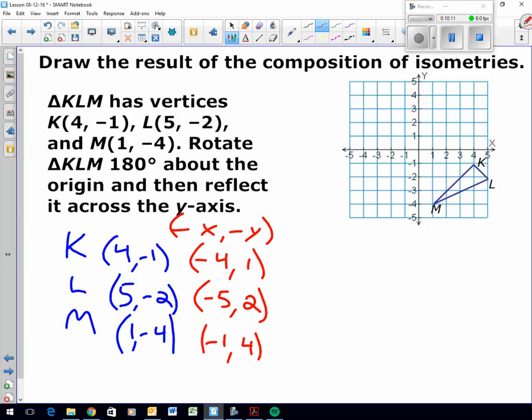Let's plot those points. -4, 1. -5, 2. -1, 4. There is my 180-degree rotation. Right there. Next, what am I supposed to do?